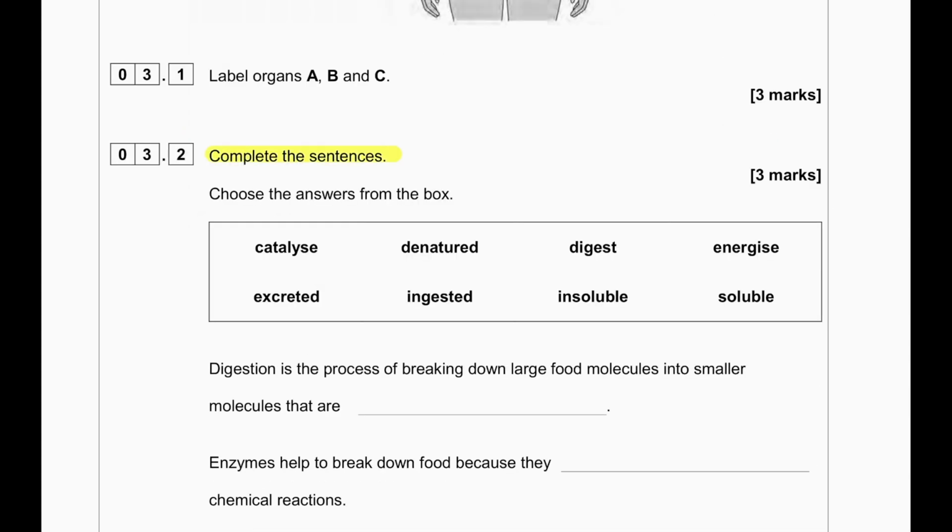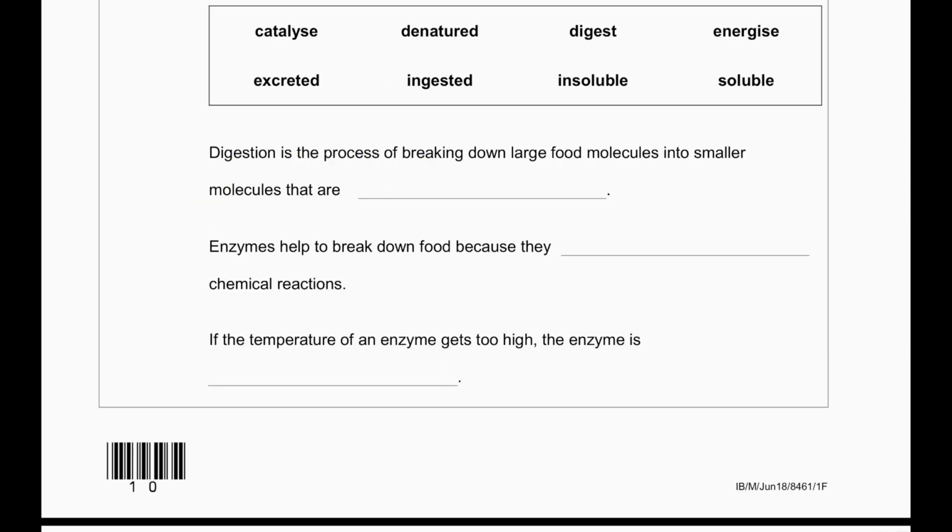Complete the sentences. Choose the answer from the box. Digestion is the process of breaking down large food molecules into smaller molecules that can be easily absorbed into the body. So soluble substances are absorbed into the body, so we will write soluble. Enzymes help to break down food because they facilitate a chemical reaction. So we will say that they catalyze a chemical reaction.